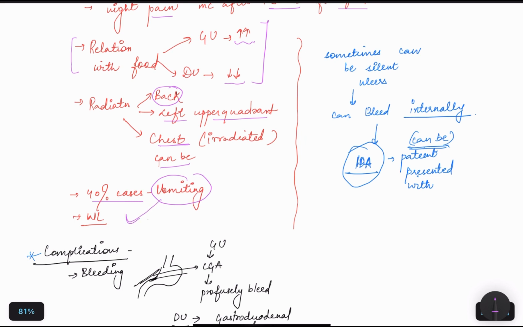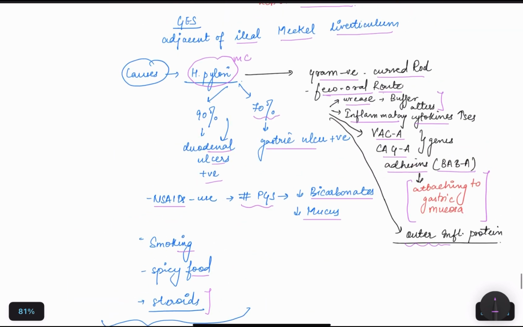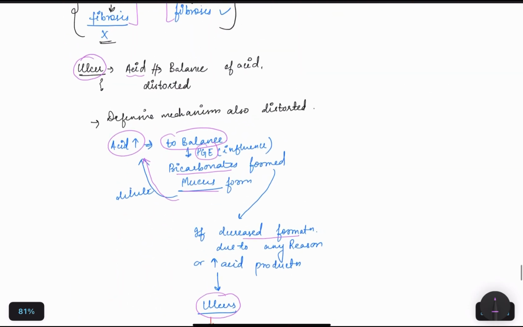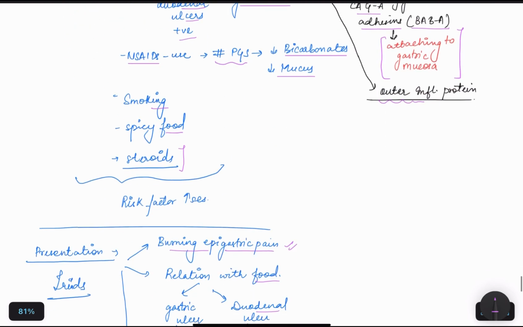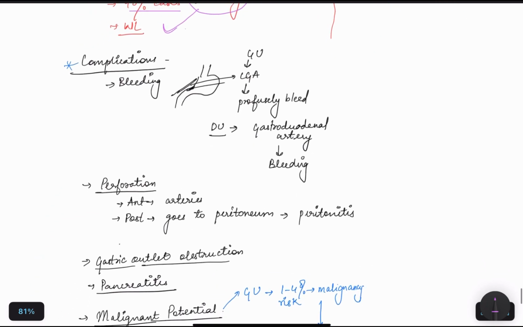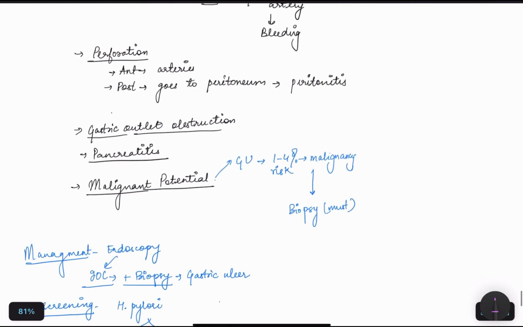Sometimes these presentations can be silent, and the ulcer can bleed internally. The patient can present with iron deficiency anemia, sometimes, not all the time. So this much we have studied: the presentation, the causes, the location, and what an ulcer is. In the next lecture, we will study the complications, management, and investigation.